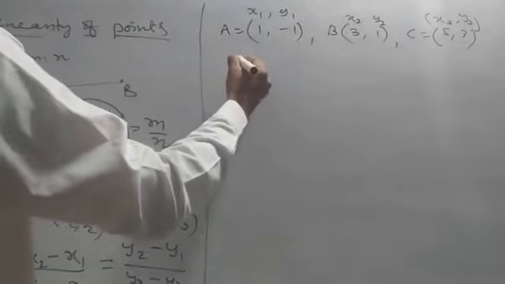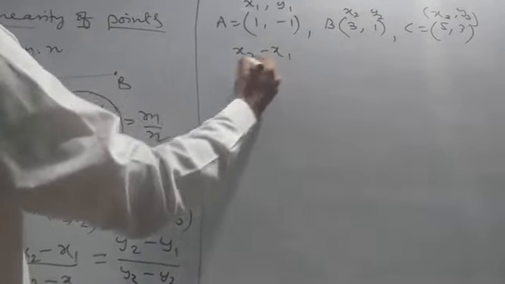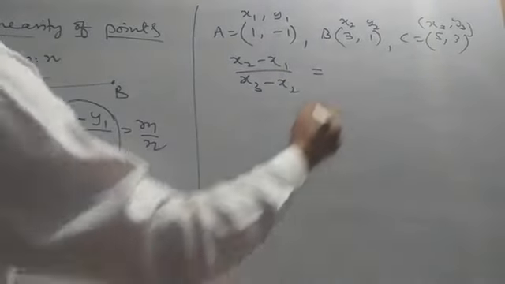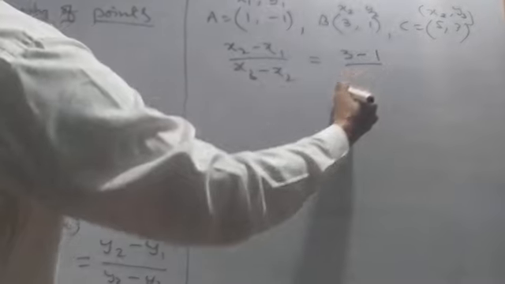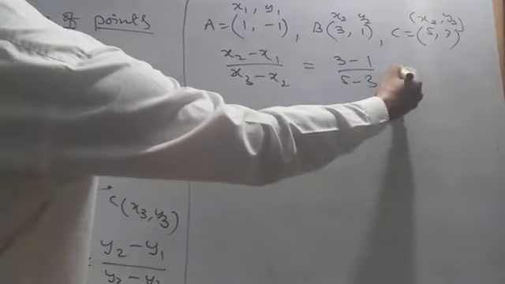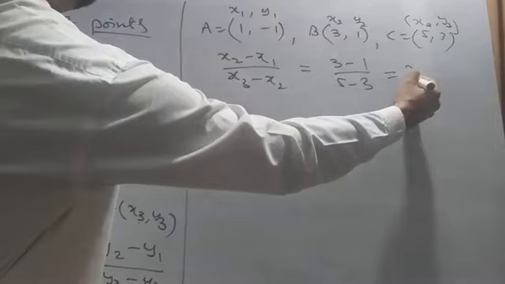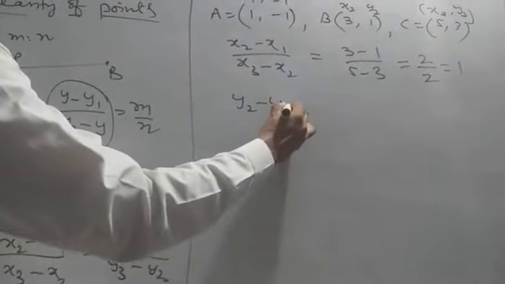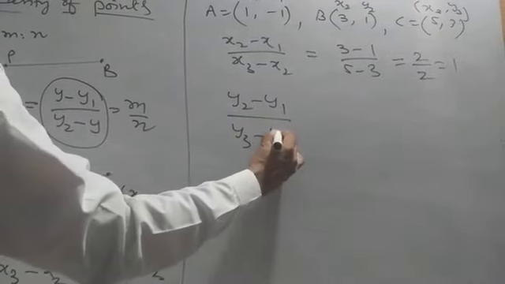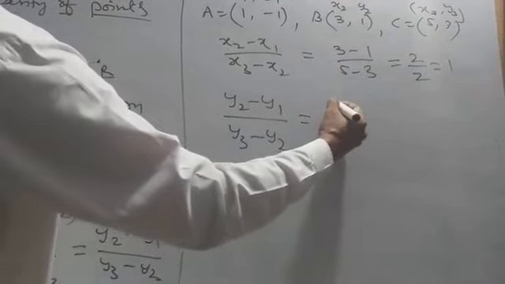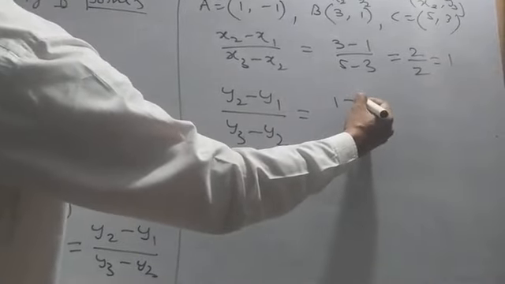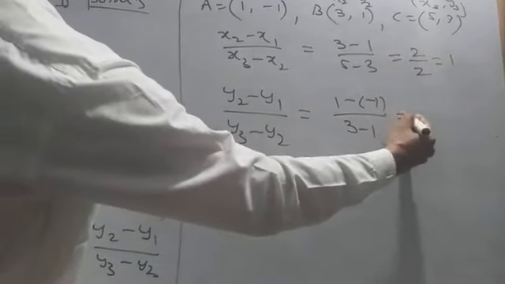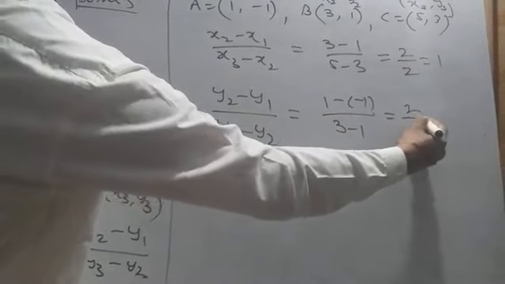Now observe first (x2 minus x1) by (x3 minus x2). Observe the value: that equals (3 minus 1) by (5 minus 3). That is nothing but 2 by 2, of course 1. Now observe the relation (y2 minus y1) by (y3 minus y2). That equals (1 minus of minus 1) by (3 minus 1). That equals 1 plus 1, this is 2, and the denominator also 2, so 1.